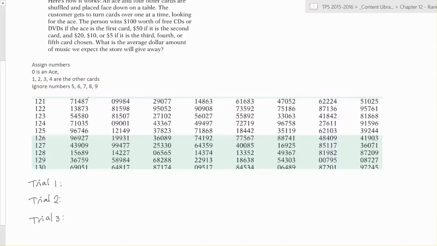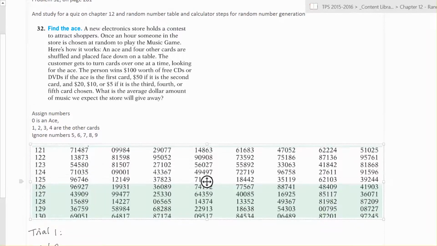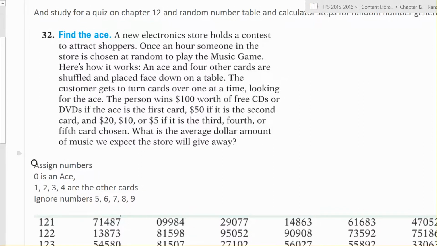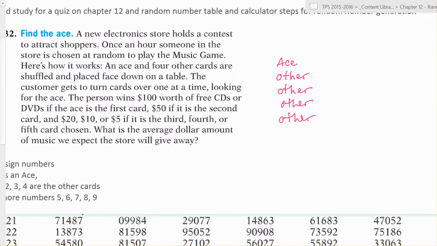Here's some help with problem 32, which involves a simulation. The simulation is for the random phenomenon of drawing an ace out of 5 cards. You have 5 possibilities: ace, and then all the other cards, which don't matter what they are, so we can just call them other. Okay, so that lists our 5 possibilities.